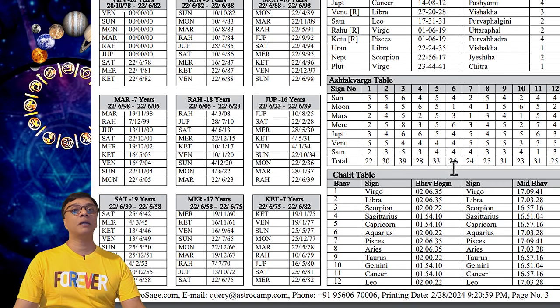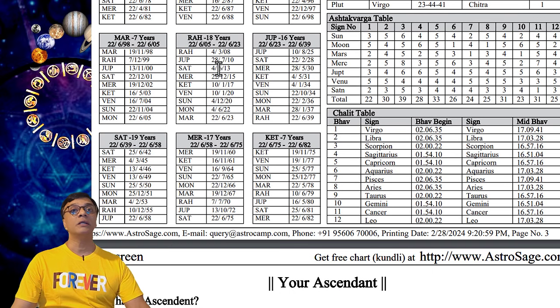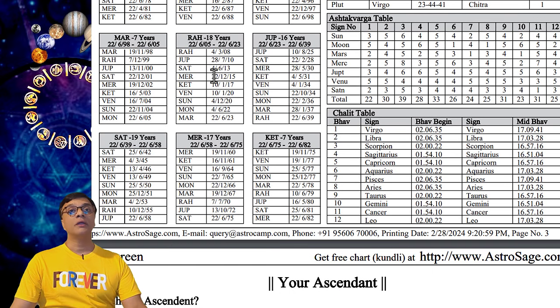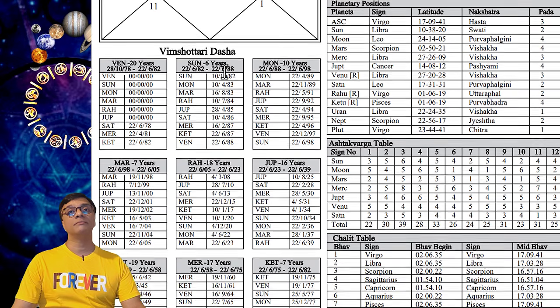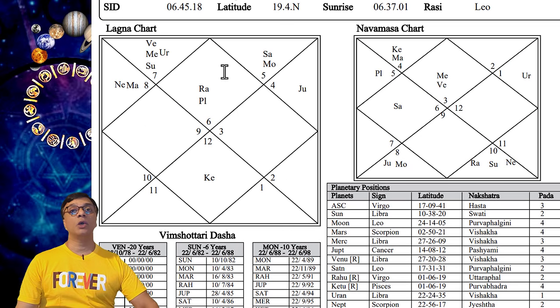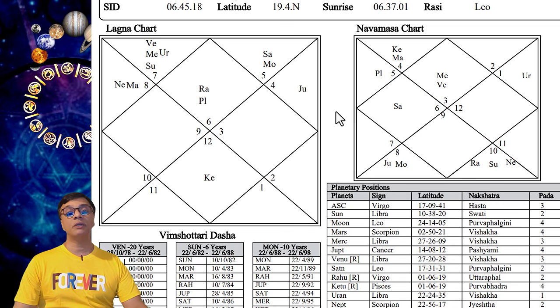In her Rahu dasha, by the time she reached Rahu and Saturn dasha, the trouble started so much in her life. She was in Rahu and Saturn when she got separated from her husband.